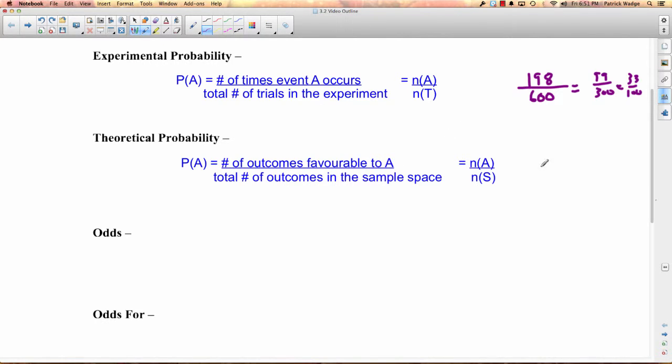So when you roll a die, how many outcomes are there in the sample space? The outcomes are 1, 2, 3, 4, 5, 6, so there's 6 of them. And how many of those outcomes are favorable to A? In other words, how many of them are equal to 2? Just 1. So you get 1 over 6. This is theoretical probability.